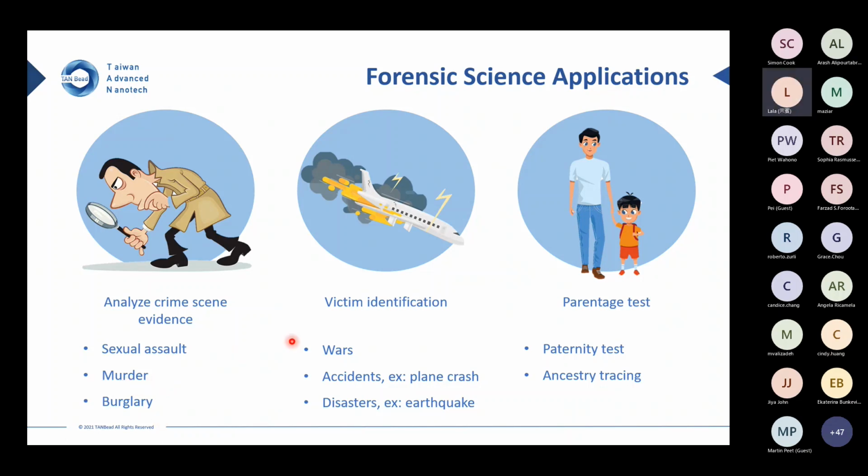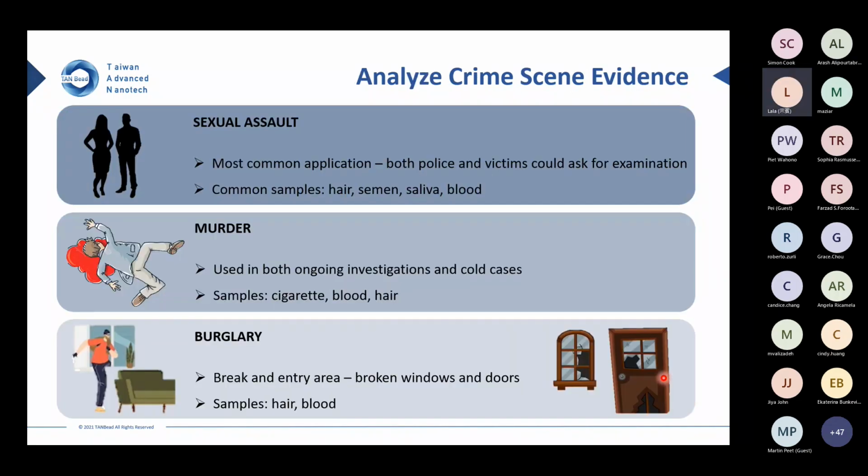In the second category, we have victim identification. So we might identify victims of war, accidents like plane crashes, or natural disasters like earthquakes or tsunamis. In the last group, forensic science can also be used for parentage tests like paternity tests or ancestry tracing. We will be looking at all of these applications in more detail, with the first one being crime scene evidence analysis.